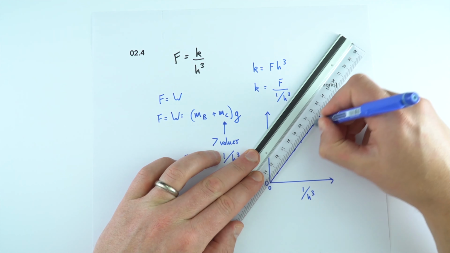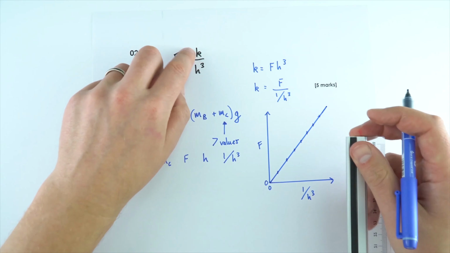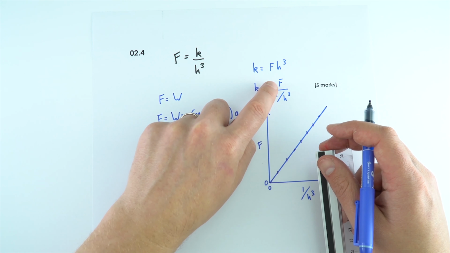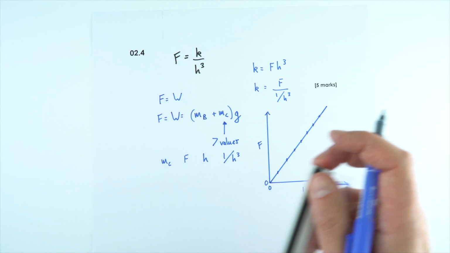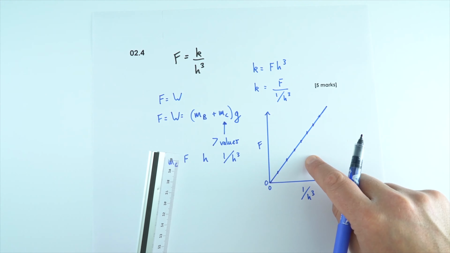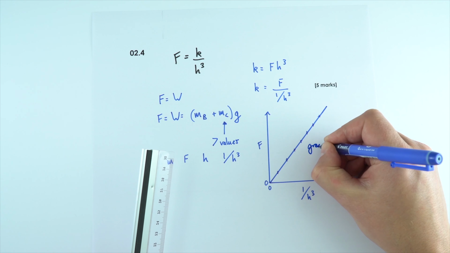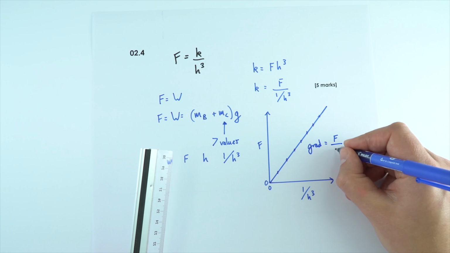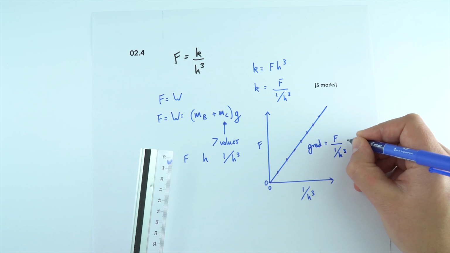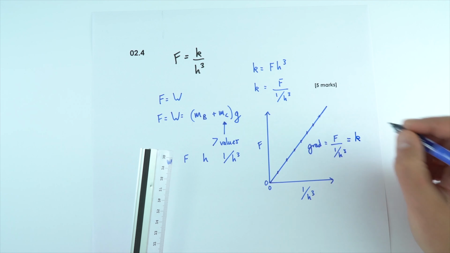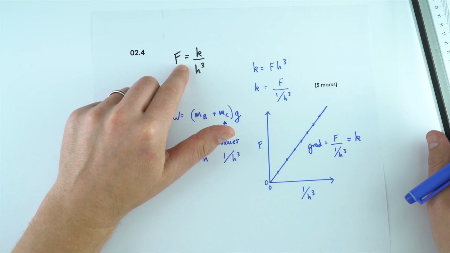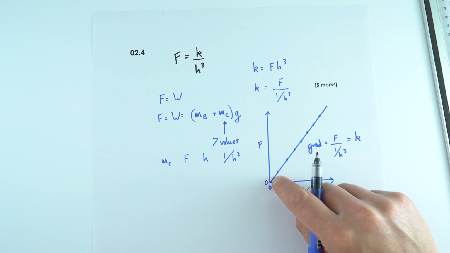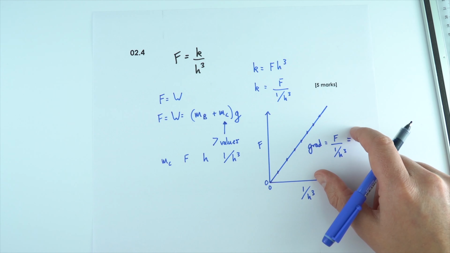Now, the reason for this is that if F equals k over h cubed, then k equals F h cubed, or k is equal to F over 1 over h cubed. Now, this is equal to the gradient, because the gradient of this line is going to be equal to the change in y value, F, divided by the change in x value, which is 1 over h cubed, and that should then be equal to our constant k. Now, if this is actually true, then we should get a straight line that does indeed go through the origin. So this would then give us a straight line of best fit.